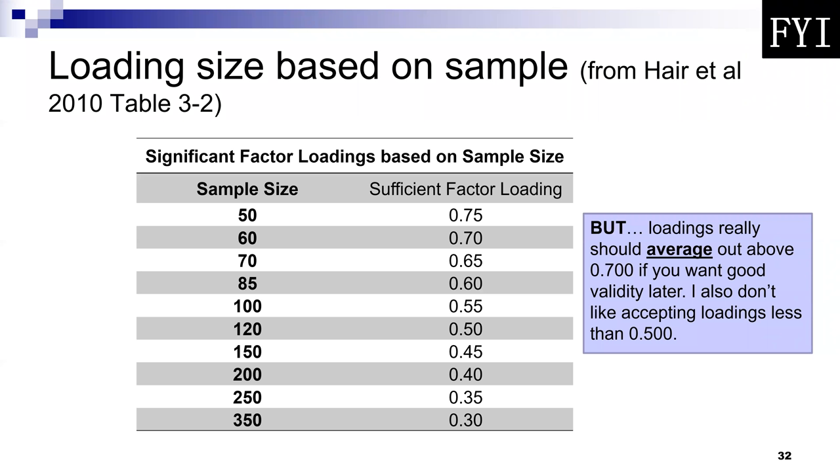Hair, 2010, table 3-2. Yeah. If we want to leave an item, even though it's within Hair's threshold. What if you want to delete an item? If it's less than 0.5, you can just say it's not contributing positively to the convergent validity of the factor or to its reliability, period. And you'd be mathematically correct, so there's no citation needed.